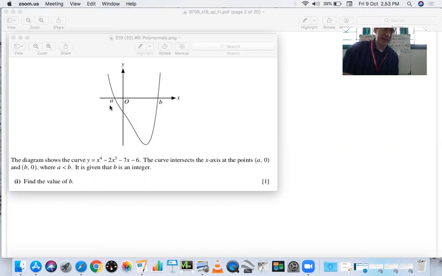Here you can see that a is over on the negative side, b is on the positive side of the y-axis, and it is given that b is an integer. Find the value of b. Now it's only 1 point, so you're expected to be able to do this rather quickly.